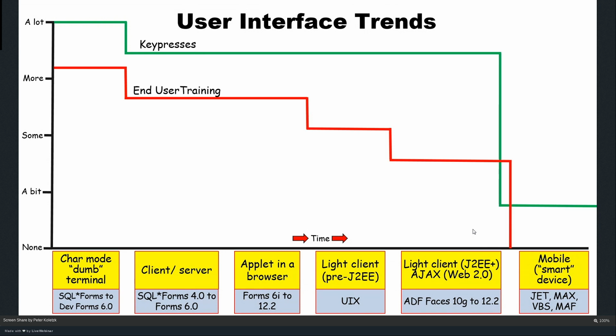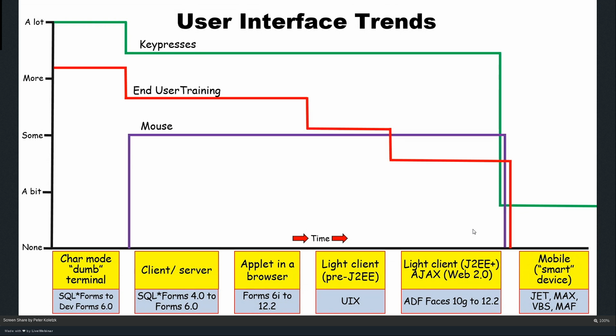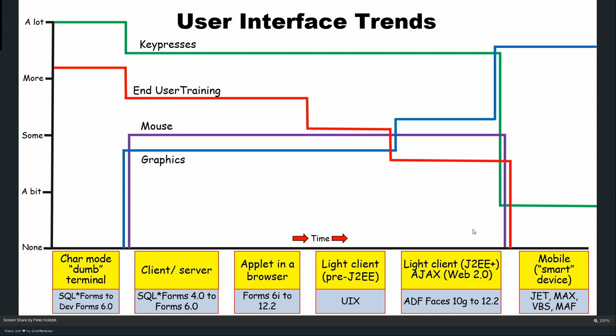So, and then end user training went down, and now we're basically expecting no training required for mobile and smart devices. Mouse, of course, was just for client server and then through the web type technologies, and it wasn't there obviously with character mode, and it's not really there with smart devices, mobile. Graphics obviously increased over time, and now on mobile we're focusing a lot on graphics. So the trend on that one is basically up.